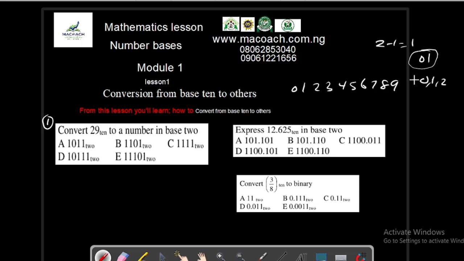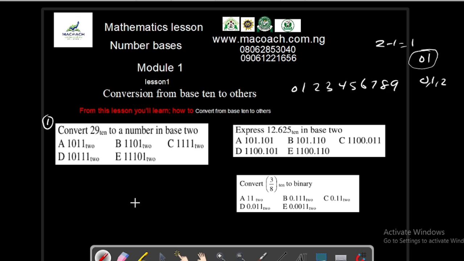If you're looking at a question in base 8, the highest digit you can find in base 8 is 7. If after solving it, the number you get is equal to or more than 8, you have to convert it to make sure it is less than the base 8. But this question here is discussing base 2. Now let's quickly dive into it. How do we convert a number from base 10 to other bases?